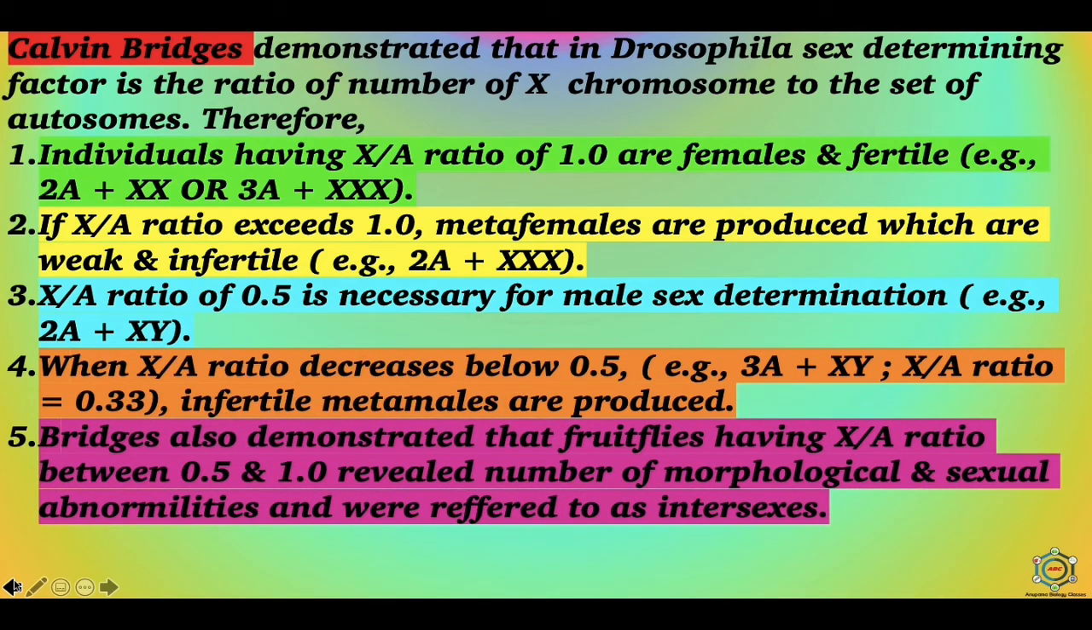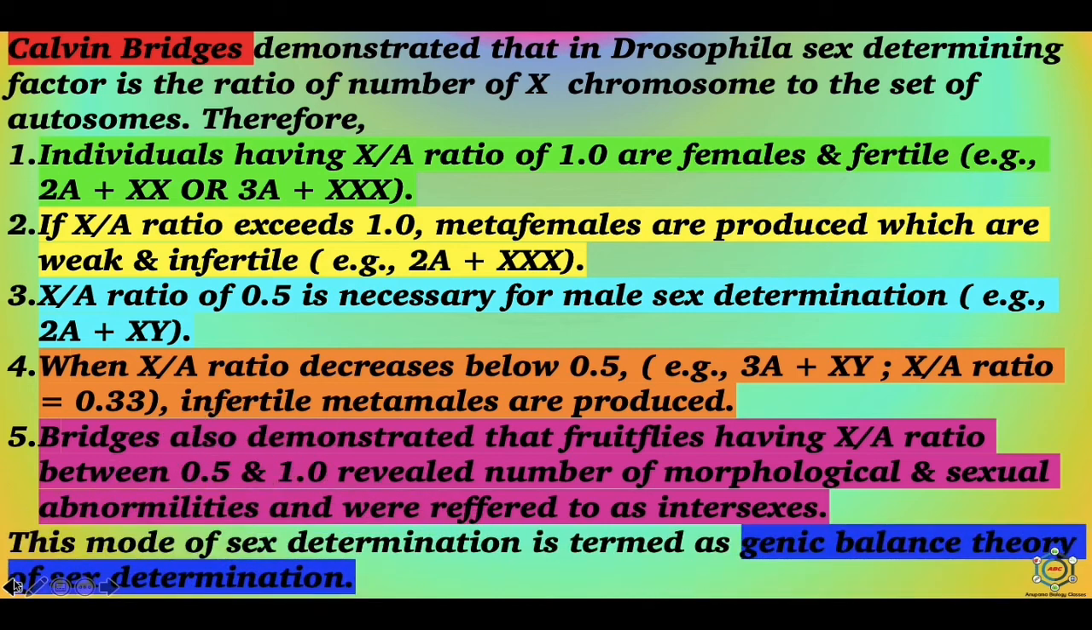Bridges also demonstrated that fruit flies having an X by A ratio between 0.5 and 1.0 revealed a number of morphological and sexual abnormalities and were referred to as intersexes. So these findings suggested that in case of Drosophila, male development factors are localized on autosomes. And here, this mode of sex determination is termed the genic balance theory of sex determination.